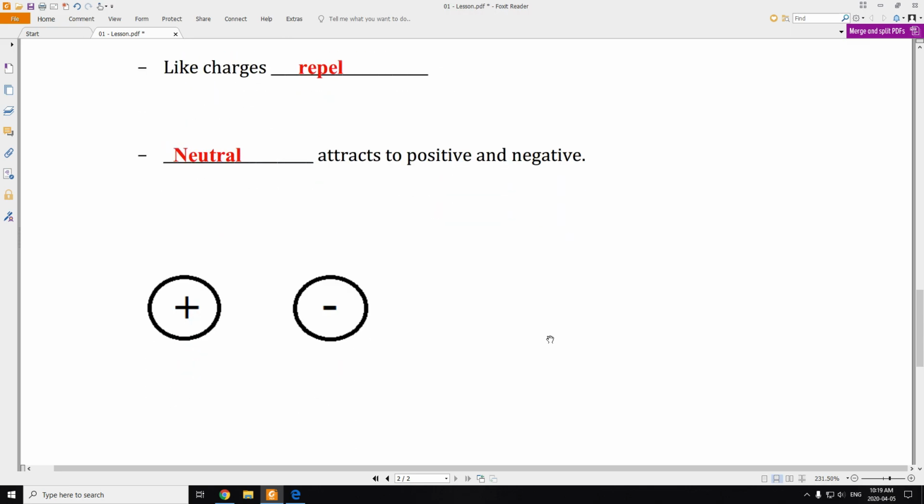All right, so let's look at this here. First example, I have two objects. In the lab, we usually use little pith balls. They're just little balls of foam, but these could be balloons or whatever. You give one of them a positive charge, one of them a negative charge. If you stuck these beside each other, they would attract. They're opposite charges, so they would pull together.